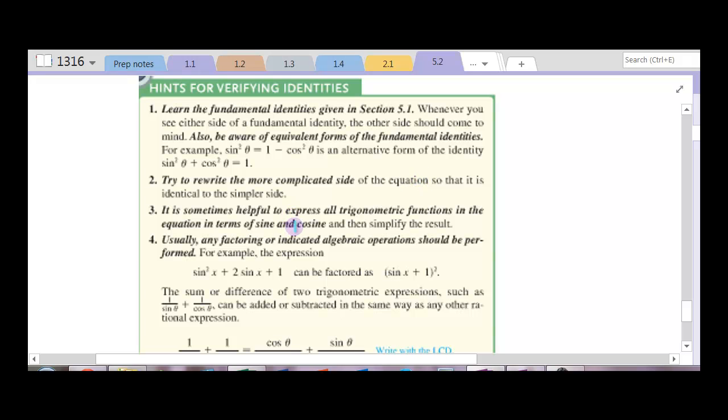Another idea here is if you don't know where to go, maybe I want to take my terms and turn everything into sine and cosine and see how far that gets me. We don't want to forget about factoring, right? If I have a trinomial right here, then I can factor that into sine x plus 1 quantity squared like we just did in this last example. So remembering our factoring rules is really key to this as well.